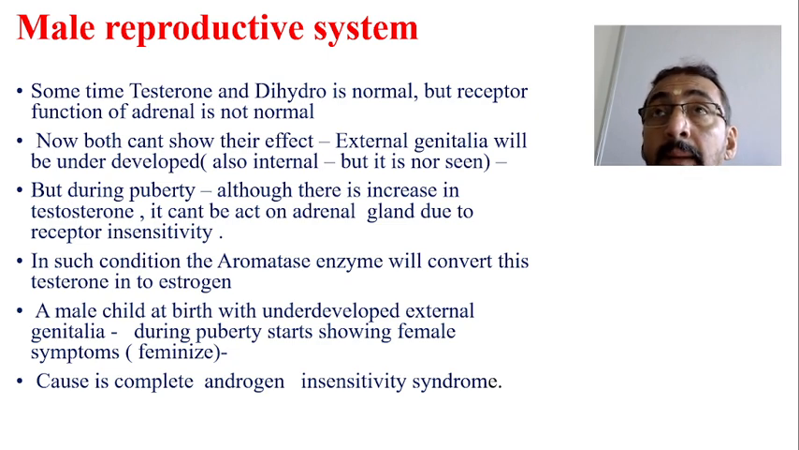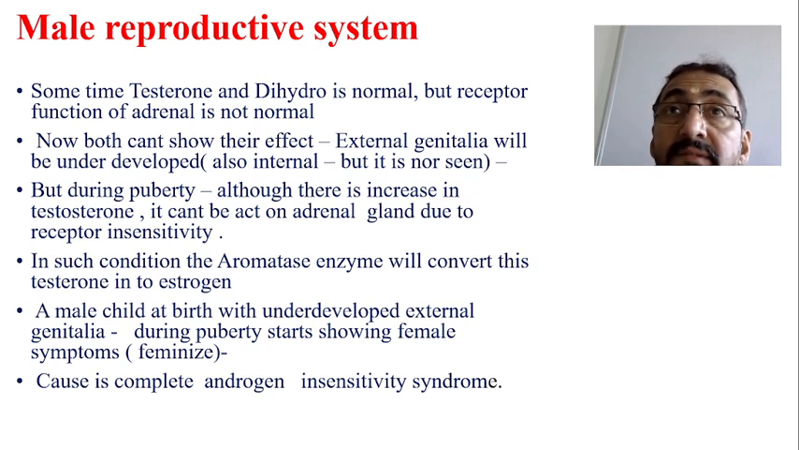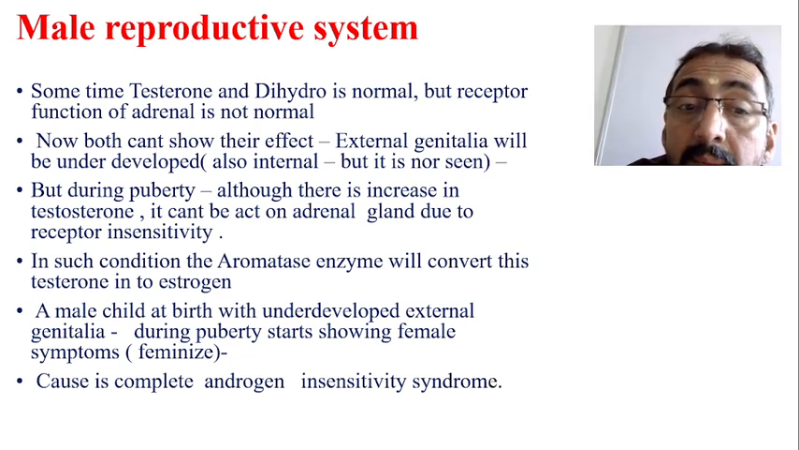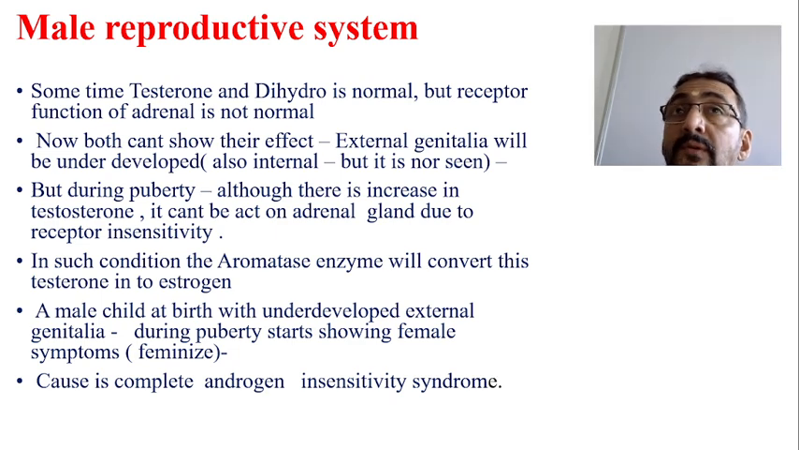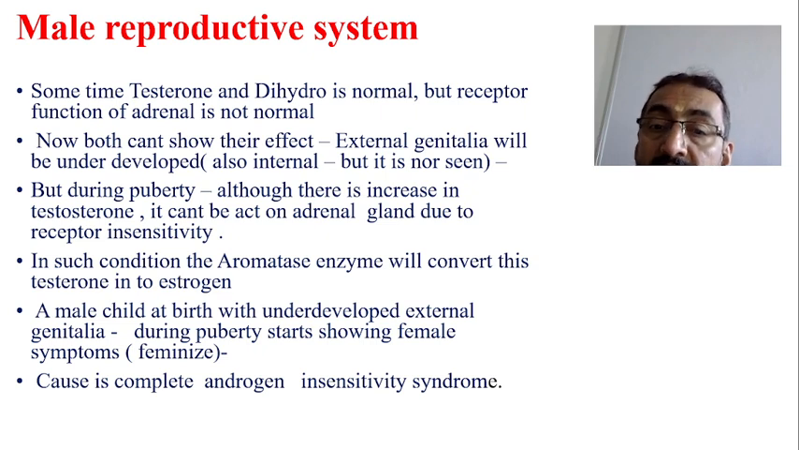Now what happens? Previously it is a male child, isn't it? Child is a male child. Of course, external genital organs are not properly formed. Internal is also not formed but unidentified. Okay, so a male child at birth with underdeveloped external genitalia now, because of the formation of this aromatase enzyme during the time of the puberty, starts showing the female symptoms. So feminization takes place. Okay, feminization takes place. So this is one condition where androgen insensitivity syndrome caused this.